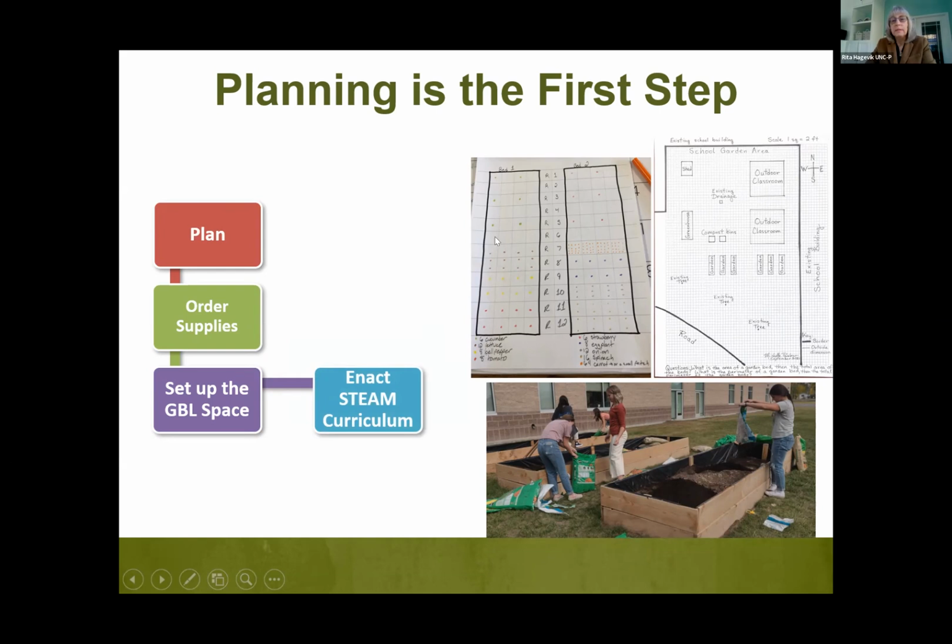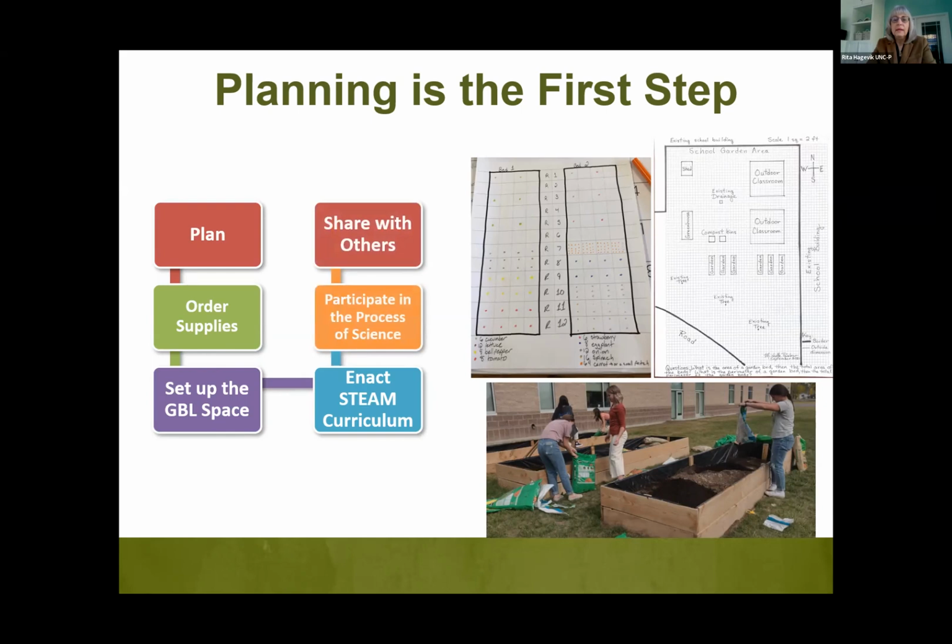So this is from an elementary school in North Carolina as an example, but they have to plan where to put everything, and then monitor where they put everything, and then look at if they want to put things there again. And then finally, the students and teachers all participate in the research and the process of science, which they will then share with others. So that's kind of how it works.